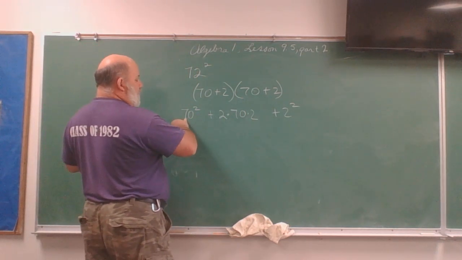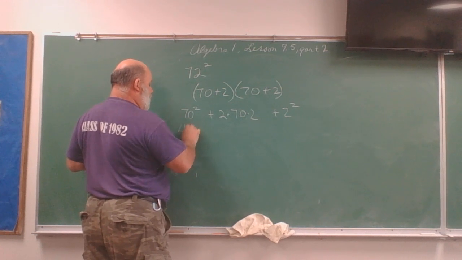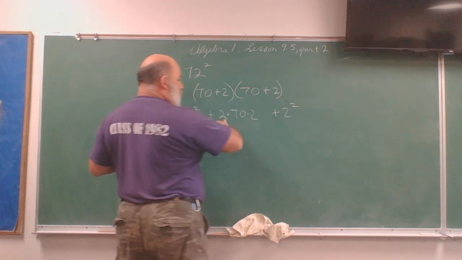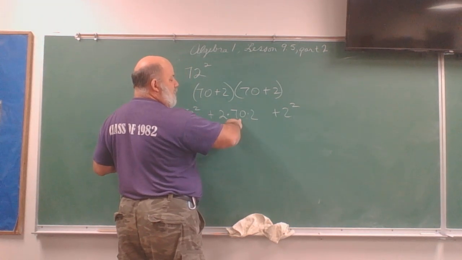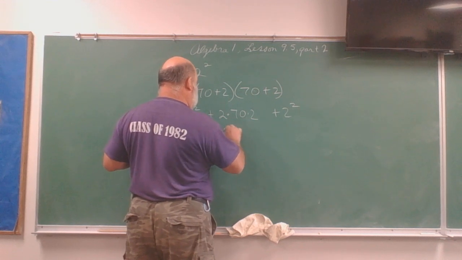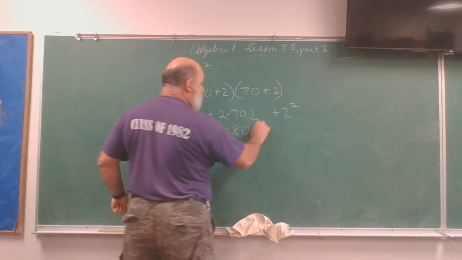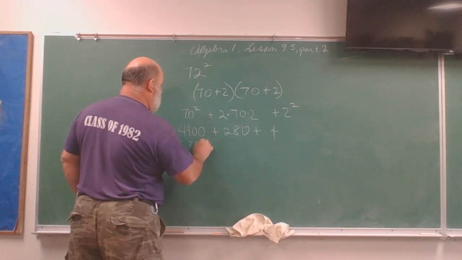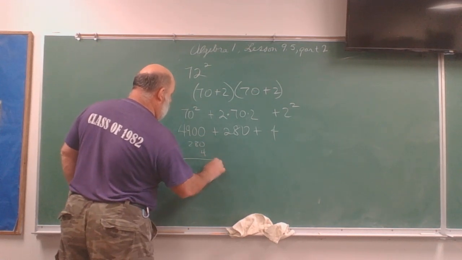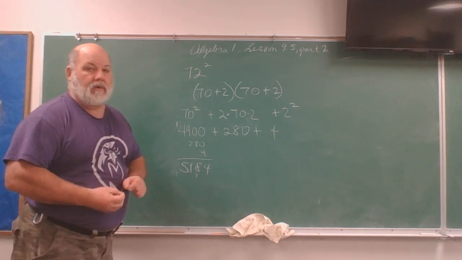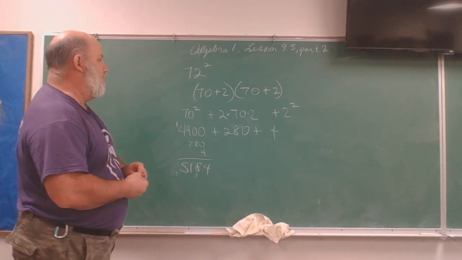70 squared, well, what's 7 times 7? It's 49. We're going to have 2 zeros behind it. 2 times 2 times 70 is 280, plus 4. 4,900 plus 280 plus 4 is 5,184. It's a useful pattern.